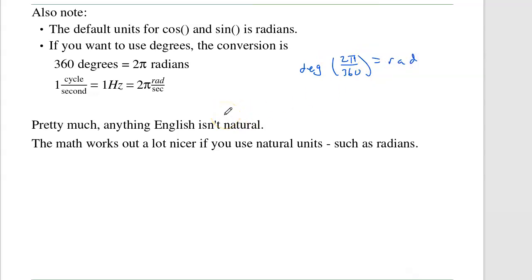And I can also convert from hertz to radians per second. 1 hertz is 1 cycle per second. That's equal to, all the way around the circle, 2 pi radians per second. So to convert to the natural frequency, that's 2 pi times hertz. Again, pretty much anything English is wrong.